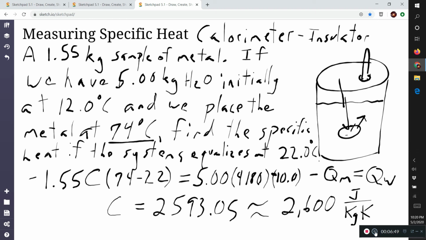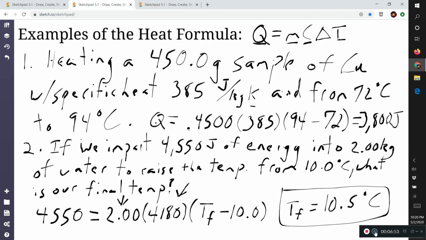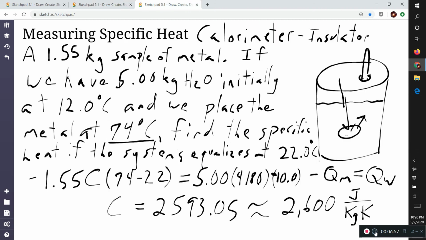So that covers the two major types of problems. The first one is using the heat formula by itself, and the second is understanding how calorimetry works by understanding how one has to equal the other.